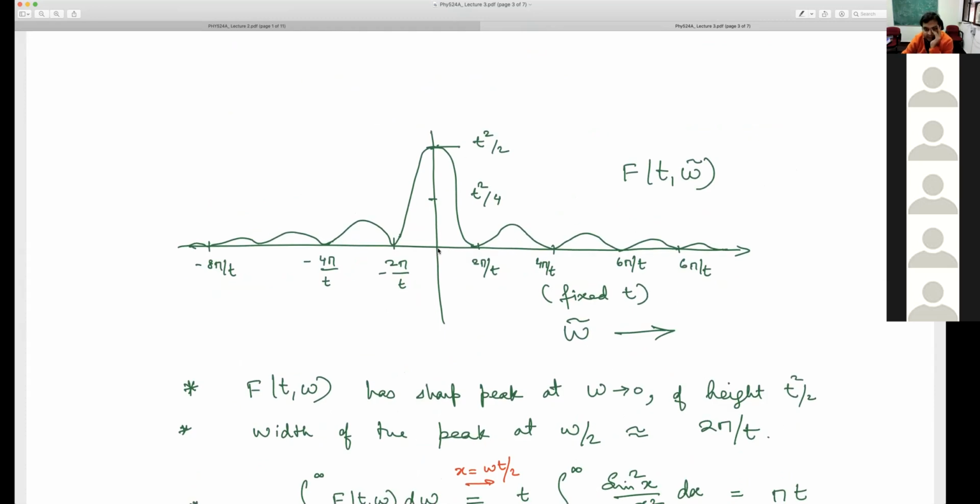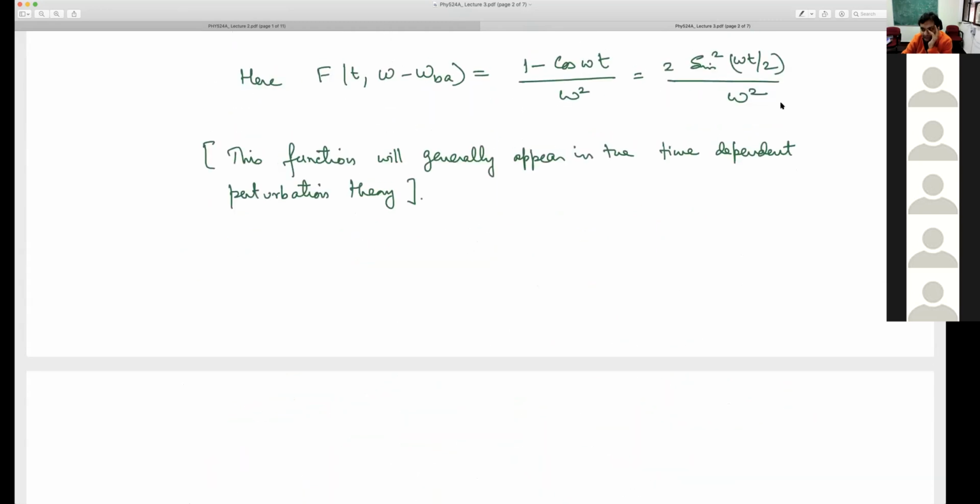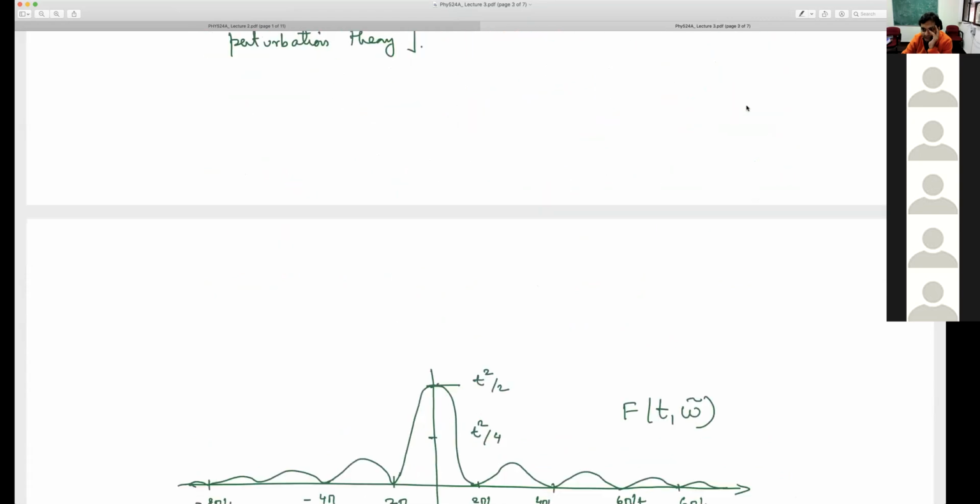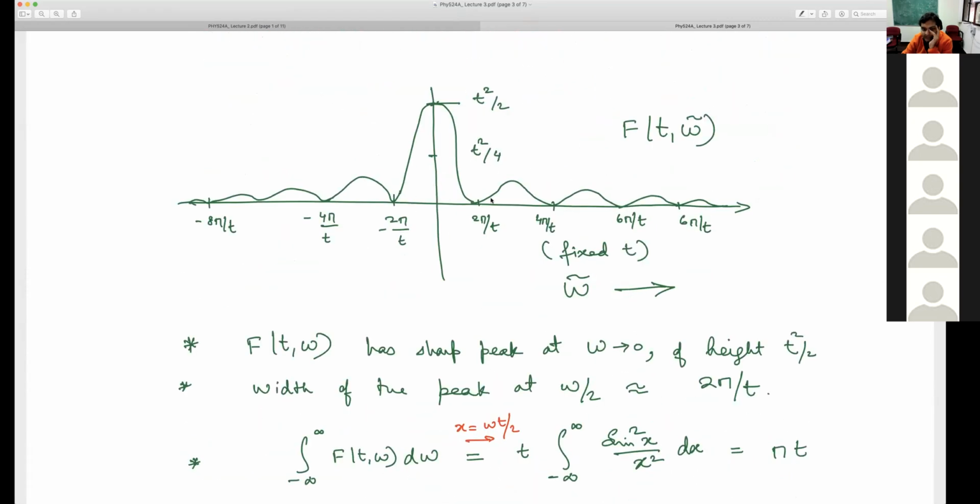So I start from omega equal to 0 at t square by 2, and it will have a period of 2 pi by t, just from the period of the sine. Then it will decrease in amplitude, further and further, and so on. So after some time periods, it will almost go to 0. That's what will happen.